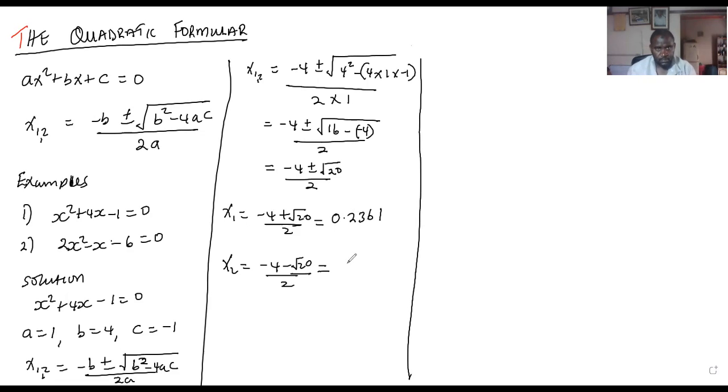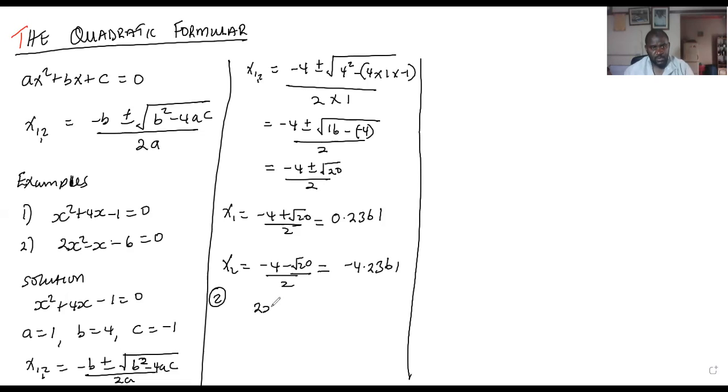The second one, negative 4.2361. Can you investigate with the calculator? Remember, I told you never say you have the calculator method. Just use the calculator to investigate. So investigate and see. It's the same.